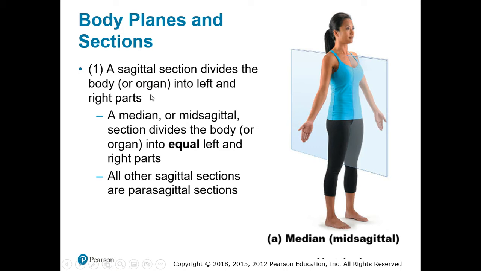If you cut it directly right down the middle, this is considered a mid-sagittal cut. And again, this is equal left and right parts. Any other right and left half cuts are called parasagittal. So for example, you may not cut right down the middle, you might cut 3/4.